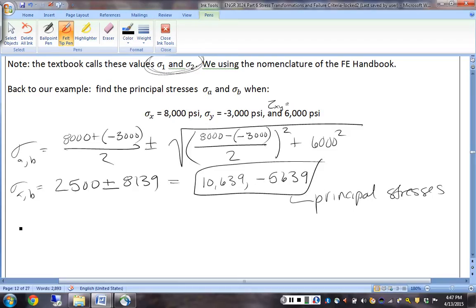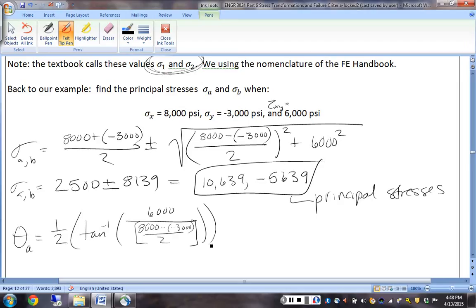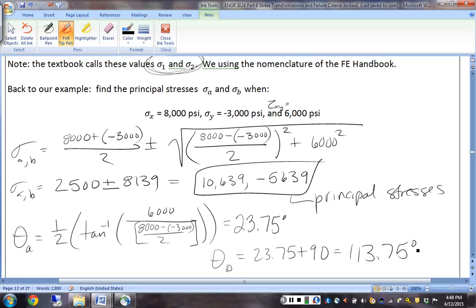Where do they happen? They happen at 1/2 the inverse tangent of tau xy over this difference. It's a lot of parentheses. And it ends up being 23 3/4 degrees. Where is the other angle? Theta B is at that plus 90, 113 3/4. So that is principal stresses.